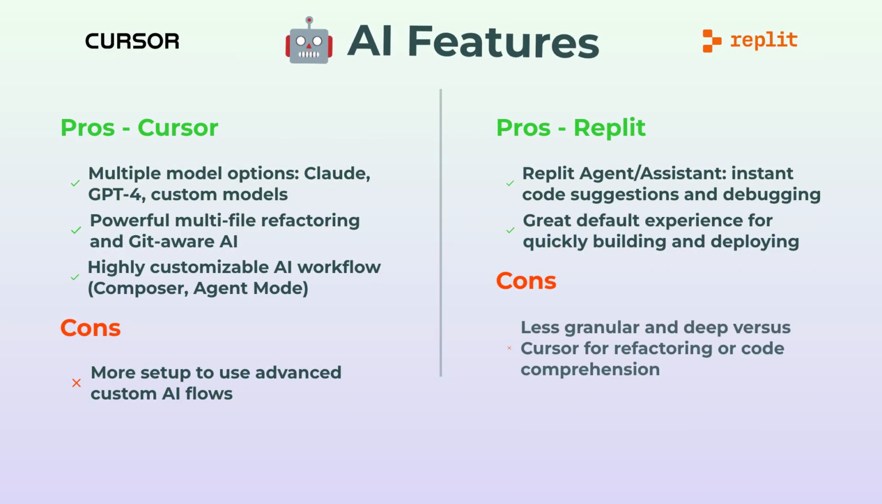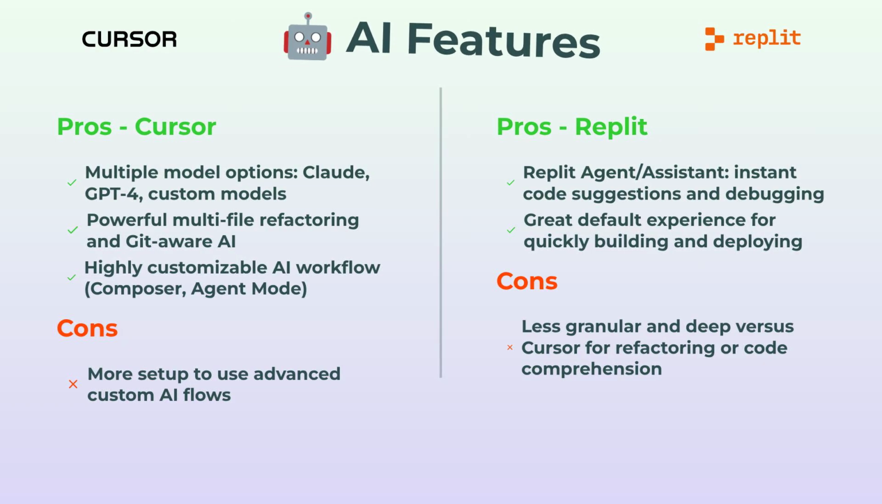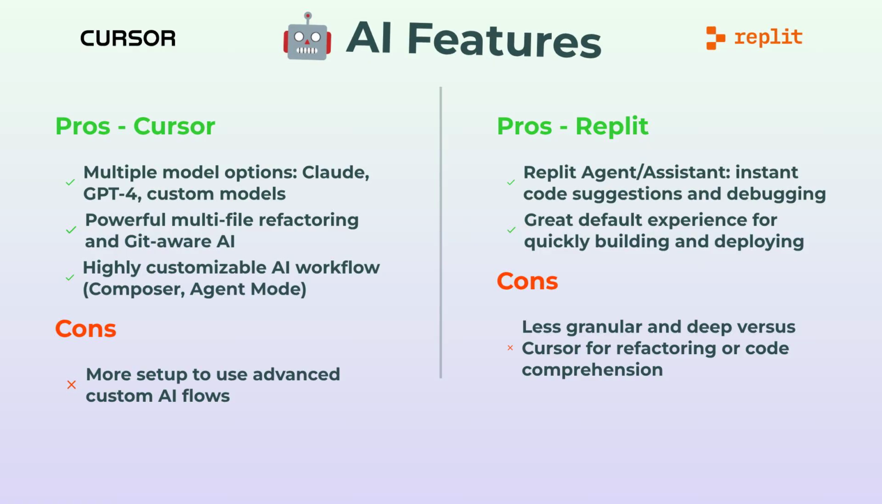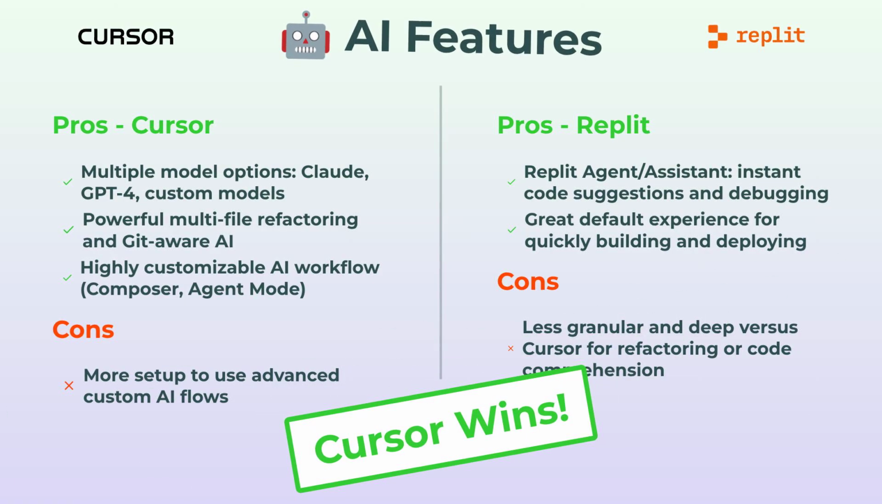Replit sticks with a really solid default AI assistant, suggestions, instant debugging, all the basics. Great stuff for quickly building or deploying with a little AI boost. But you won't get those deep, granular refactoring powers Cursor has. So yeah, Cursor's winning this round, especially for anyone geeking out over advanced AI for code.